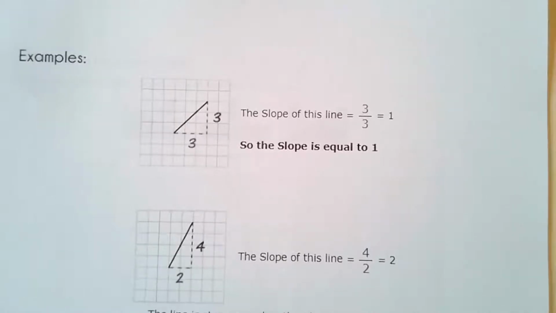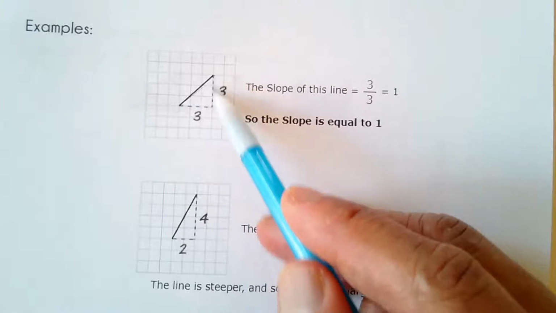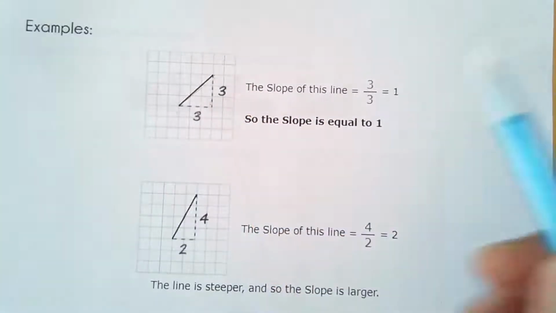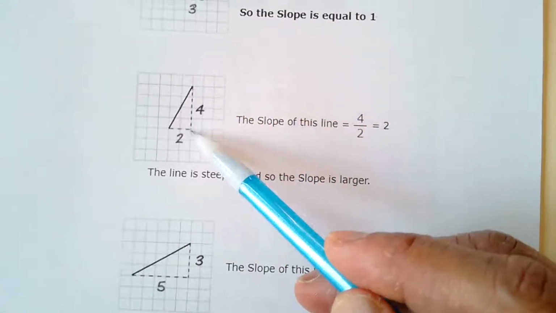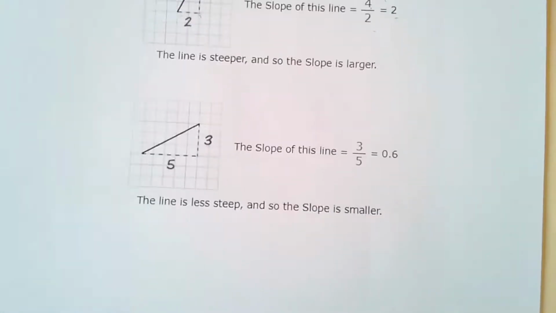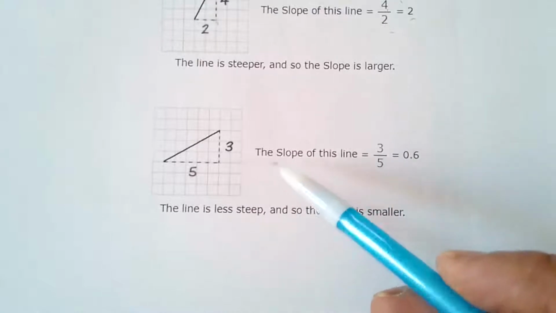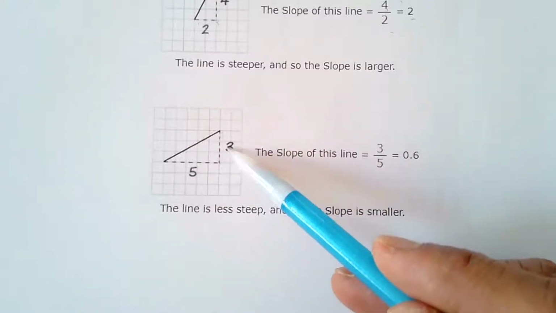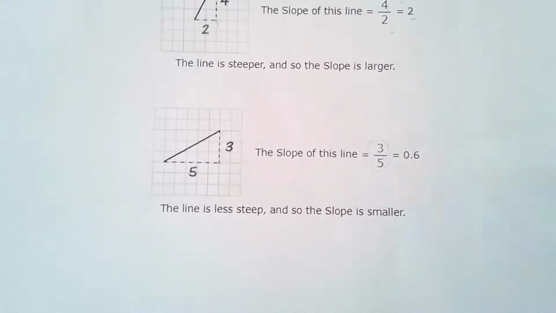Here are some other examples of slope. Take 2 points here. The rise is 3, the run is 3. So its slope is 1. Here the rise is 4 and the run is 2. The slope is 4 over 2. And in this example, the rise is 3 and the run is 5. So the slope is 3 over 5, or 0.6.